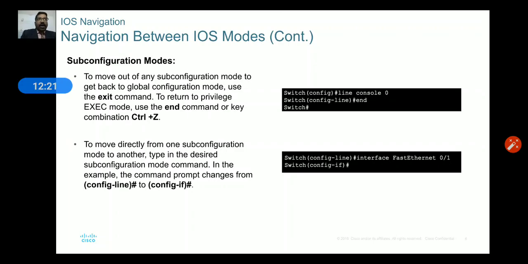Right. Now I want to go from line mode to privilege exec mode. In this case, you have to execute the command end, or you have to press Control Z. Are you clear? Okay. Now assume that you are in the interface mode. Your prompt is like this: switch(config-if). You need to go back to the privilege exec mode, that is the second mode. What is the command you will execute? You have to execute the command end.